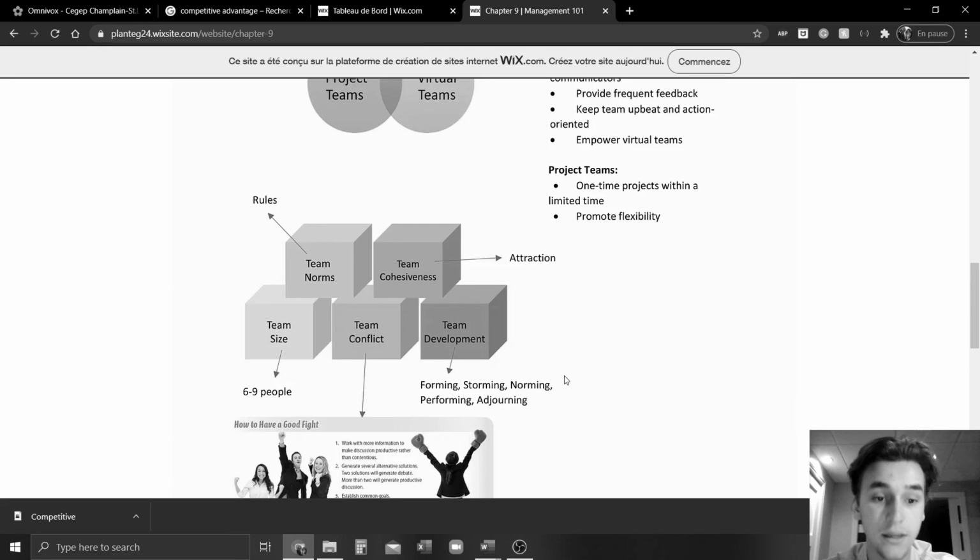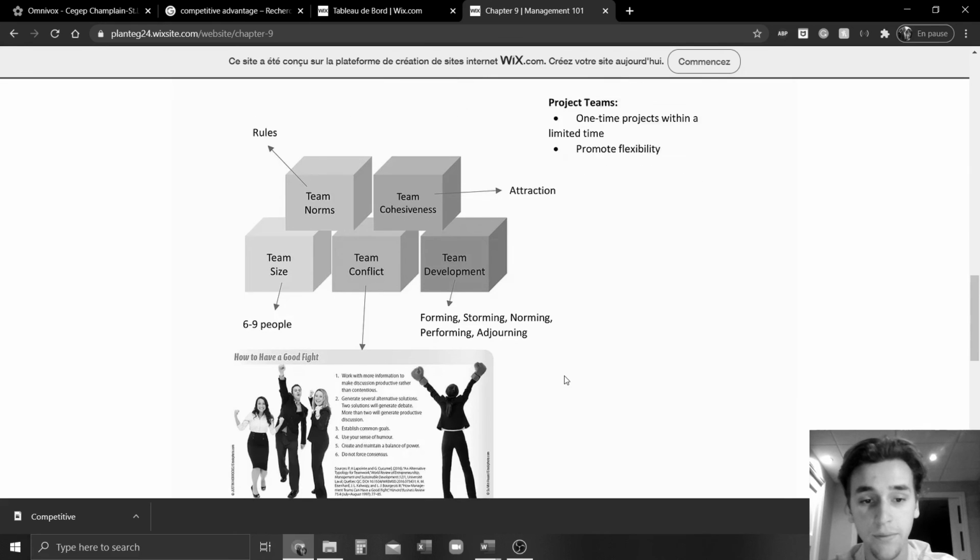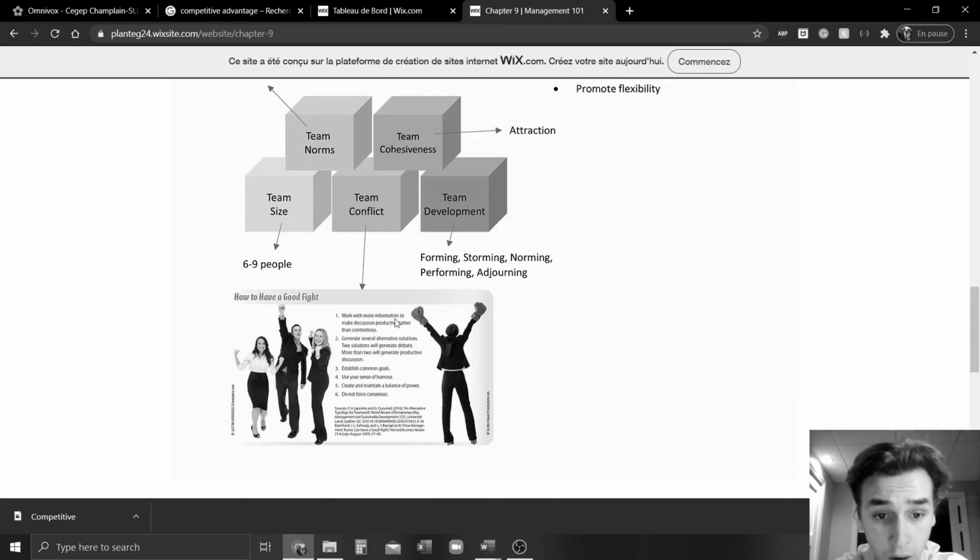For team size, it is suggested that between 6 and 9 people is the best. It is the most effective. As for team conflicts, here are all of the aspects you need to cover in order to have a good fight. And for team development, there are 5 stages: forming, storming, norming, performing, and adjourning.